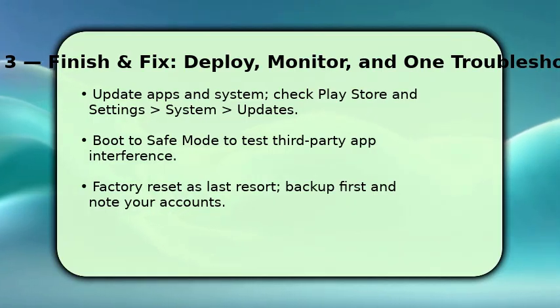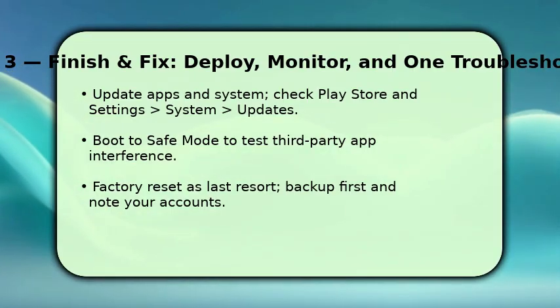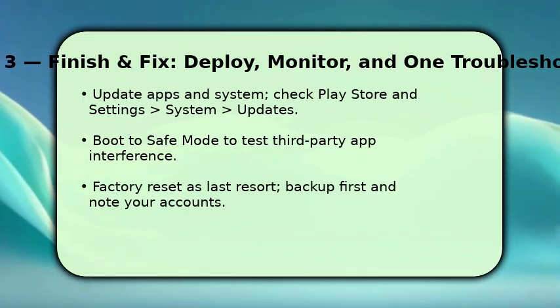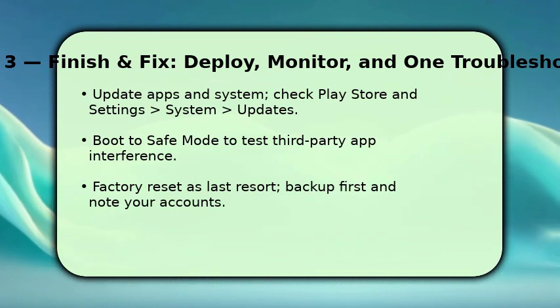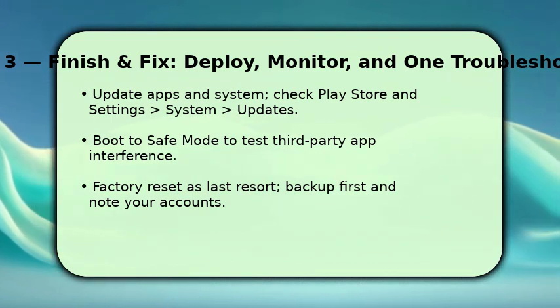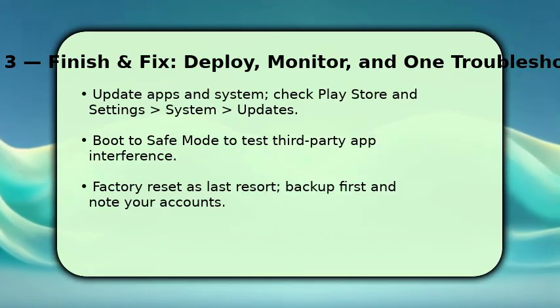As a final step, perform a factory reset only after backing up. This removes persistent software corruption. If problems continue after reset, consider hardware issues, check digitizer/cable, or seek repair. One tip: safe mode narrows software versus hardware fault.